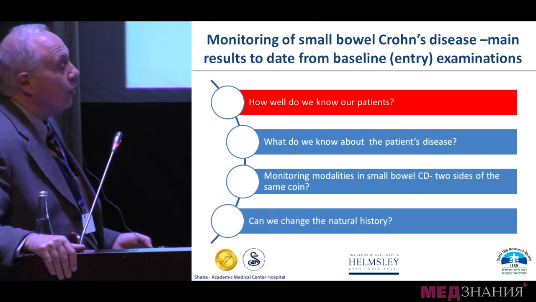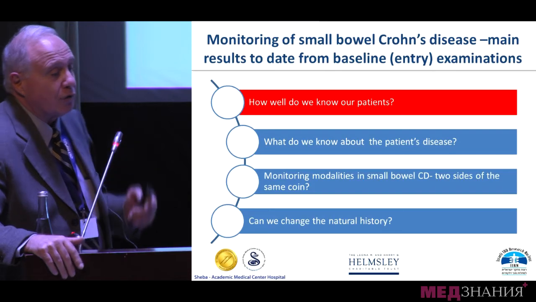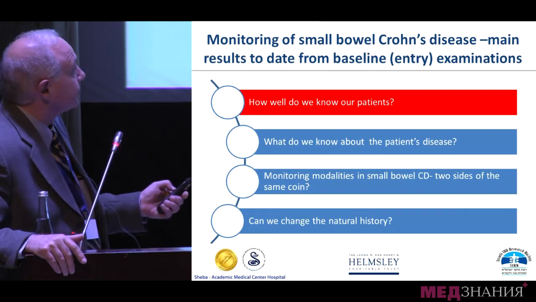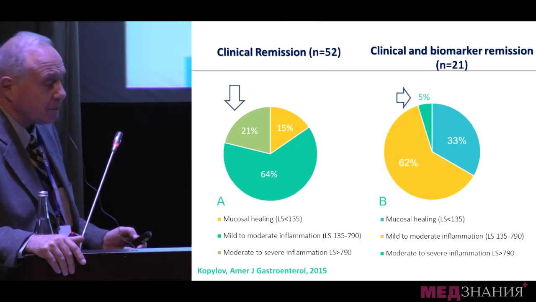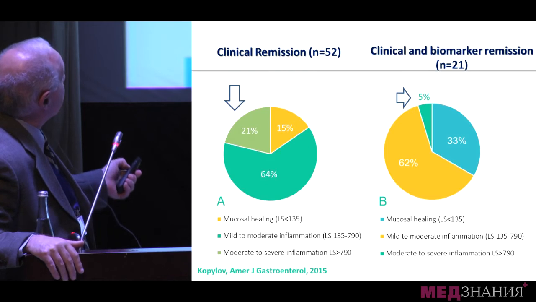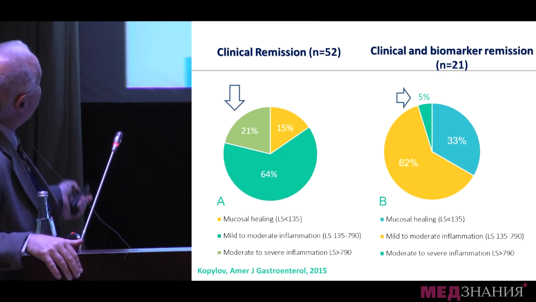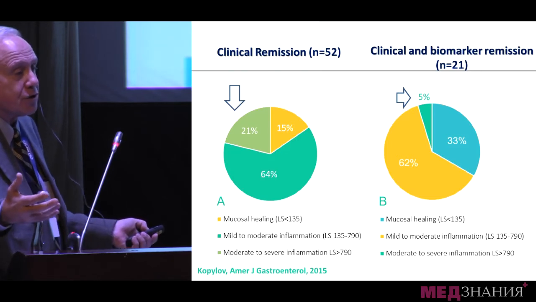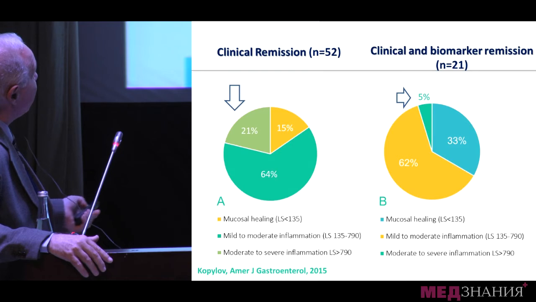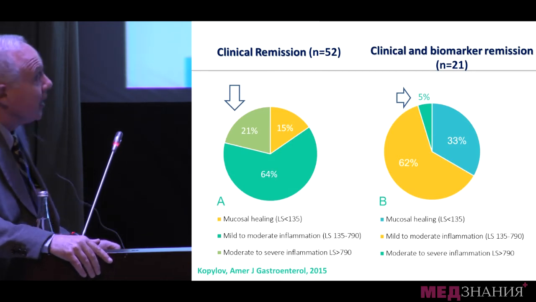So, what do we really know about our patients? Do we know our patients? Those with small bowel Crohn's disease, and this is based on the baseline examination at entry. Well, we really don't know our patients. If you look at our patients that were in clinical remission, we see that 85% of them had endoscopic lesions by capsule or by MRE. 64% had mild disease according to the capsule, 21% had moderate to severe disease.